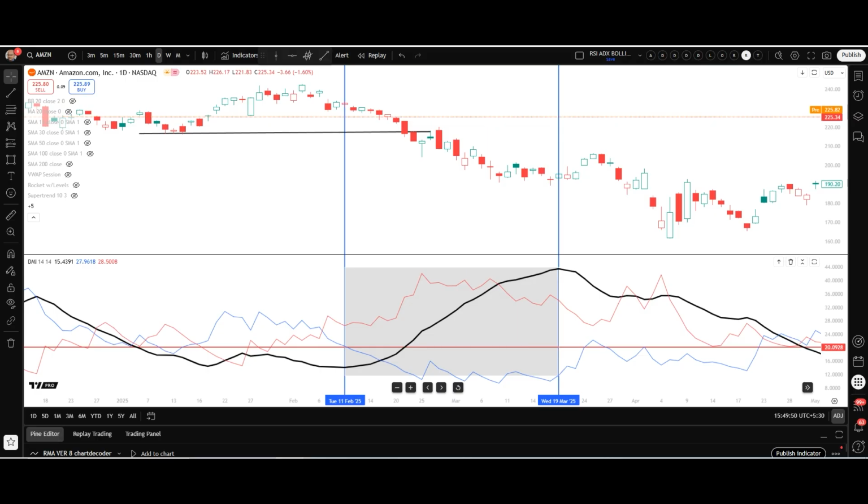The same pattern shows up on the Amazon daily chart. Weeks of silence and then ADX rising. Suddenly a strong directional move. This is why patient traders often get rewarded. The biggest move comes after flat ADX phases.